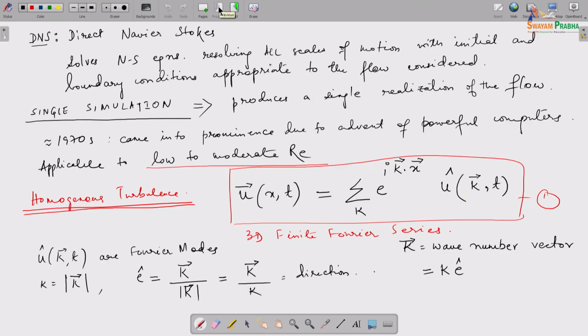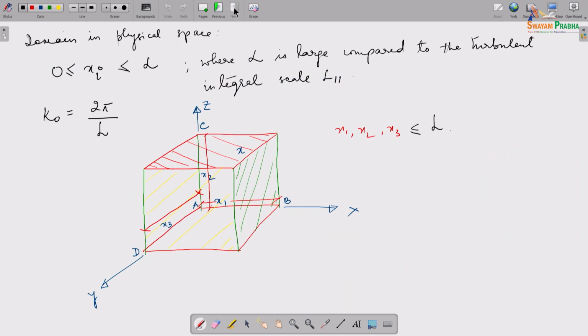So essentially we said that this is my 3D Fourier. I'm going to look at homogeneous turbulence. So I'm going to say that the velocity at some x and t, which x and t? It lies within this domain, within this cube in the Cartesian coordinate system. So this is my domain, the domain of turbulence.